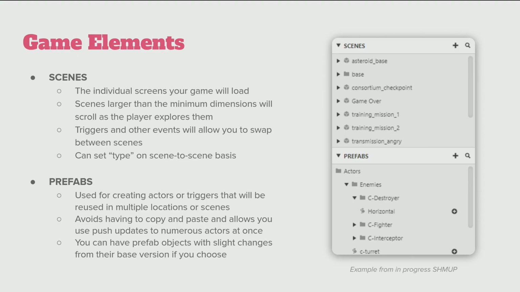Scenes can be larger than the minimum dimensions. So if they're bigger than the 160 by 144, they will scroll automatically as the player explores them, which is kind of nice. There are also camera controls inside of GB Studio where you can force the camera to move if you needed to. Triggers and other events will allow you to swap between those scenes. We'll talk about that in a little bit.